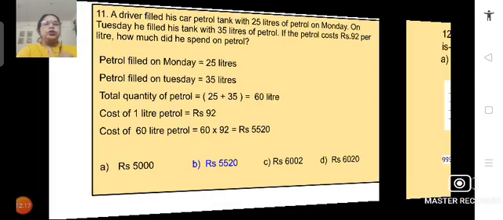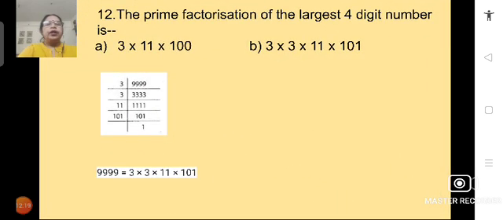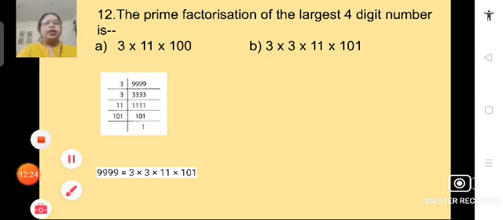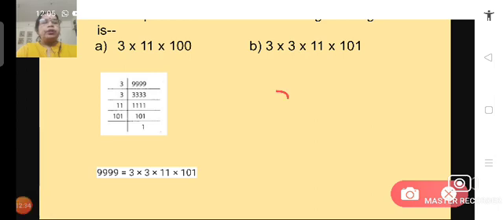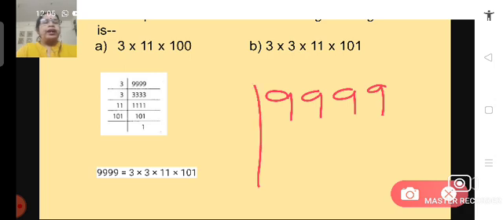Now, let us proceed to question number 12. The prime factorization of the largest 4-digit number is, two options are given. So, here what we have to do? We have to find the prime factorization of the largest 4-digit number. The largest 4-digit number is 9,999. So, we do the prime factorization by dividing with the smallest prime factor, that is 3. So, what do we get?